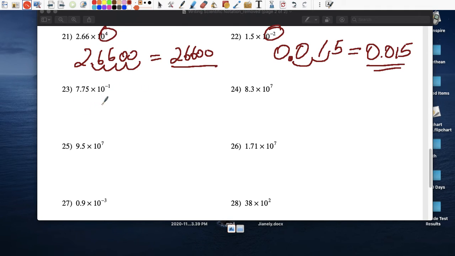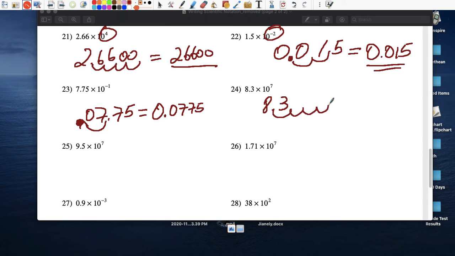Same thing here, 7.75. It's a negative exponent, so we go left once. Here's a new location. We're going to add a 0 here. So clean that up. We get 0.0775. 8.3 times 10 to the 7. Move the decimal 5, 6, 7 to the right. Add zeros on those empty spaces, and your final answer is 83 million.